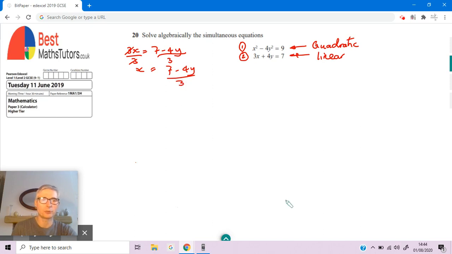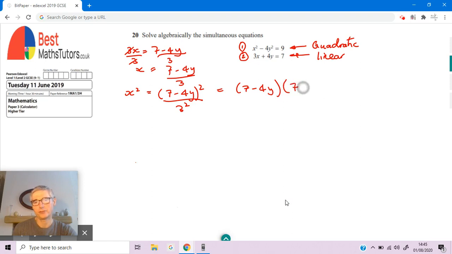So now we've got x as the subject of this rearrangement of equation 2, and we're going to substitute it into equation 1. Before I do that, we can see we've got x squared here, so I'm just going to work out what x squared is. Squaring the right hand side, x squared is going to equal 7 minus 4y squared over 3 squared. That's squaring both parts. If we square the top line, that's 2 brackets of 7 minus 4y, so 7 minus 4y, written twice, is what the square would mean.